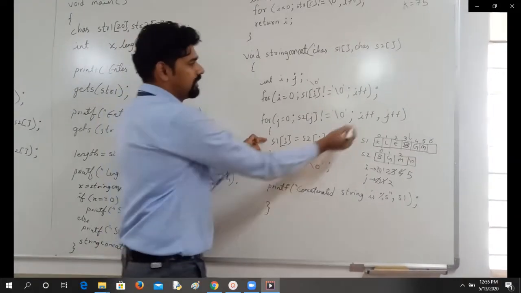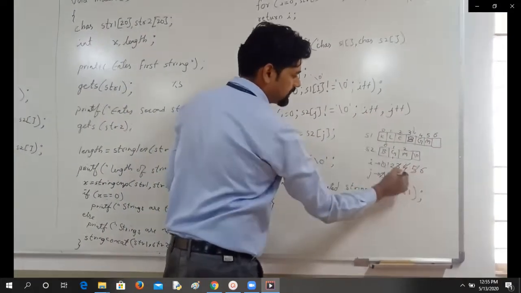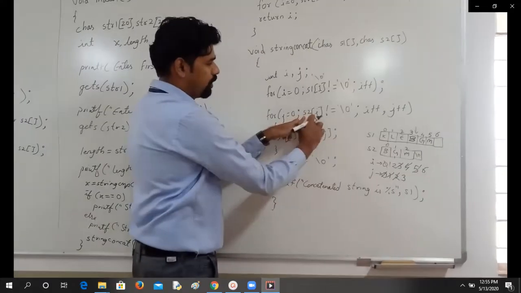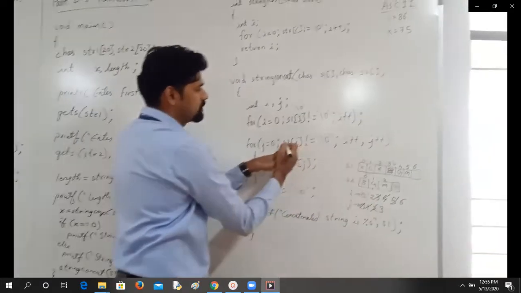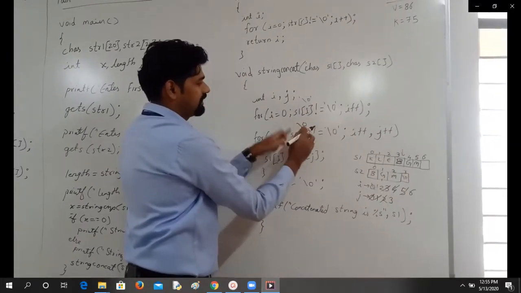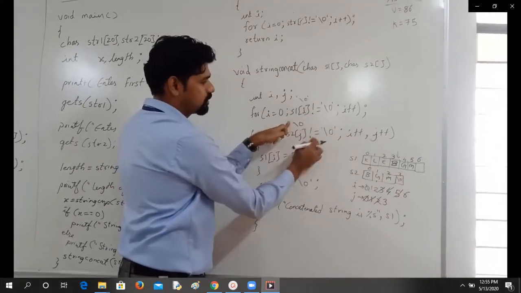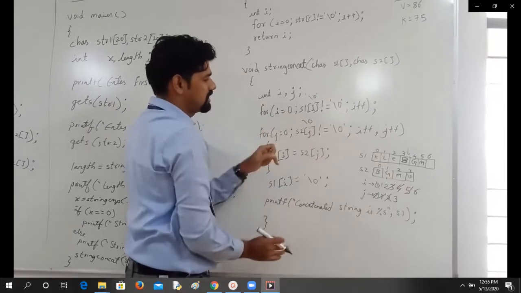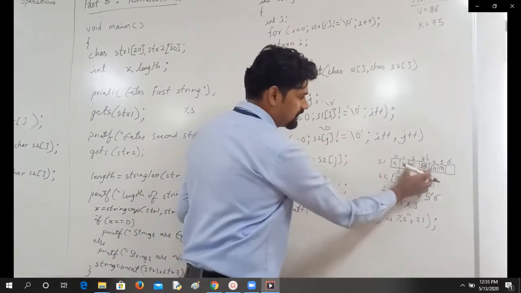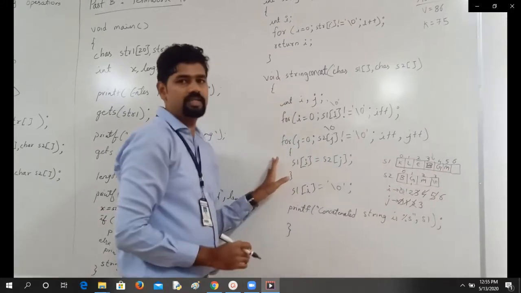That is done. I come over here, both are incremented. This becomes 6 and this becomes 3. I check the condition. S2 of j is S2 of 3, which is the null character. I am saying null is not equal to null. So this condition is false and this loop breaks. So what you have observed is the second string is copied into the first string.